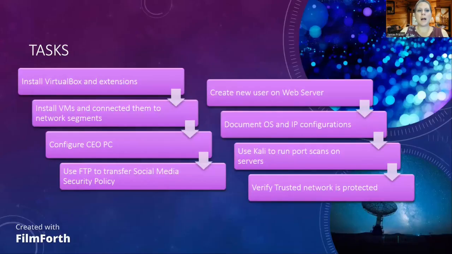First, I installed VirtualBox and the extensions. Then I installed the virtual machines and connected them to the network segments. Then I configured the CEO PC. Then I used FTP to transfer the social media security policy over to the CEO PC. Then I created a new user on the web server, documented everything, and used Kali to run port scans on the servers and also verify the trusted network is protected from the untrusted network using Kali.